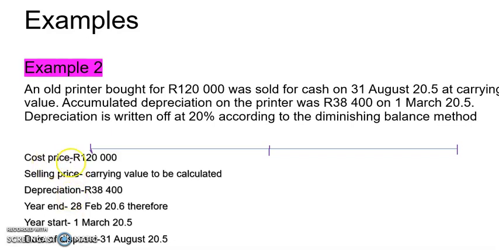Our cost price is 120,000 Rand. Selling price is the carrying value to be calculated. Depreciation is 38,400. Year end is 28 Feb 20.6. Therefore, year start is 1 March 20.5. Date of disposal is 31 August 20.5.